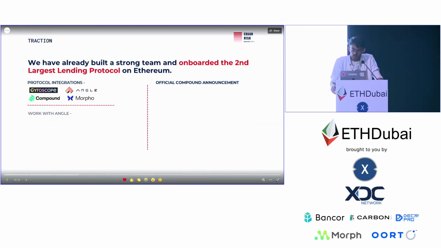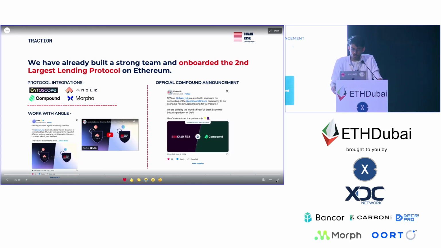But on top of it, we've been really working hard with some of the protocols right here. So we are already working with Compound on their economic risk management. But on top of that, right now as I speak, we are also launching our Morpho Vaults for Angle. Angle is a stablecoin protocol, so we are launching their Morpho Vaults along with a collaboration on Renzo.